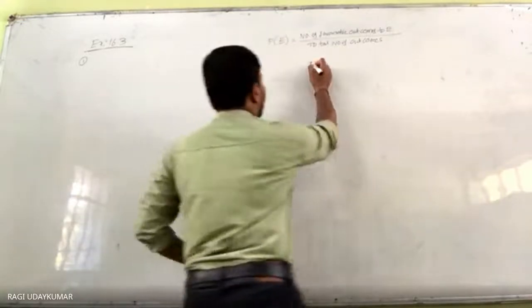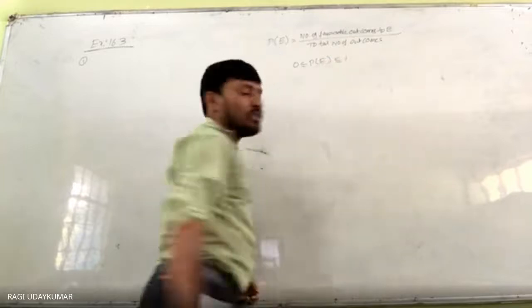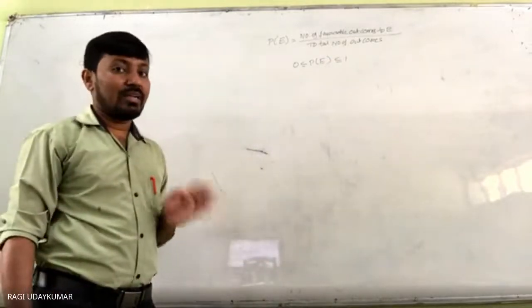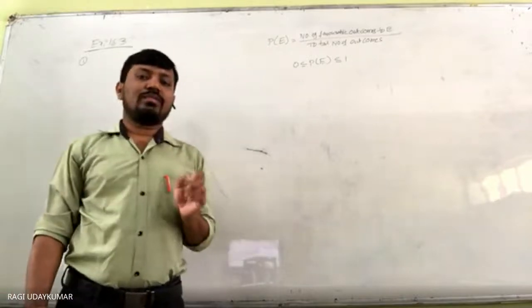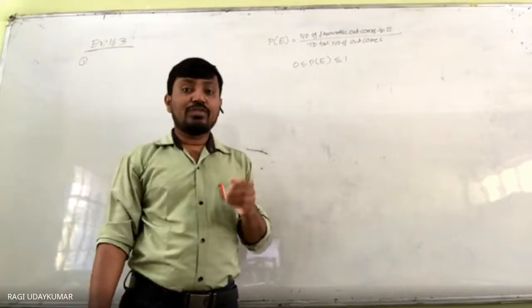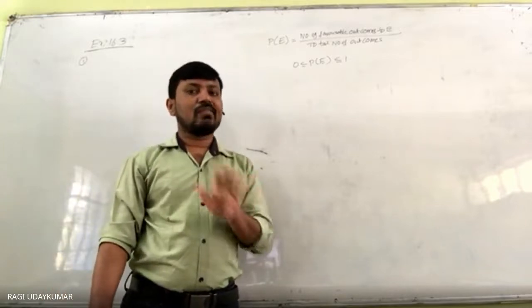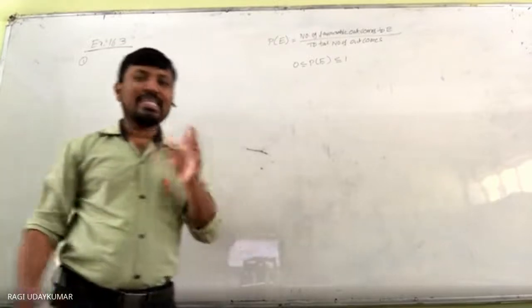And whenever you calculate the probability of any event E, it always lies between 0 and 1. It may be equal to 0, it may be equal to 1, and it lies between 0 and 1. This is the main thing. And the sum of the probabilities of each and every elementary event is equal to 1. An elementary event is nothing but a singleton set.